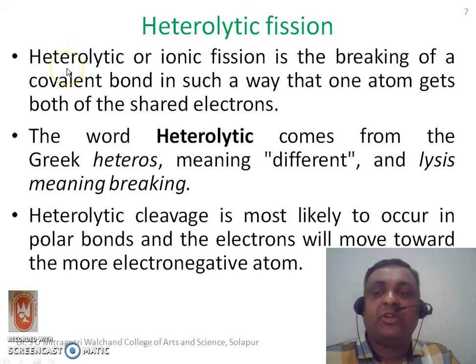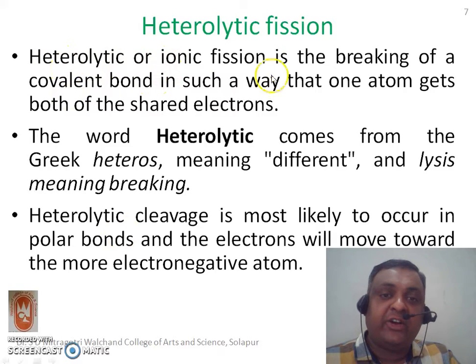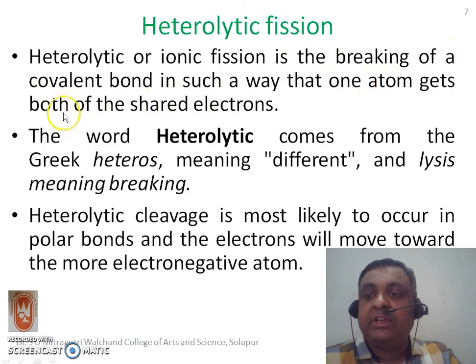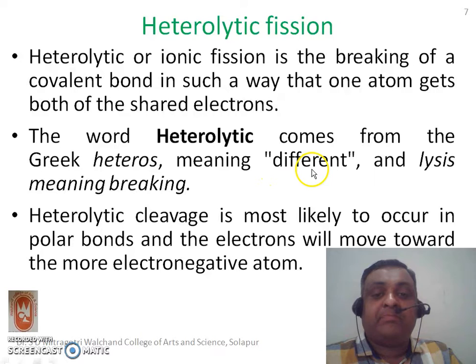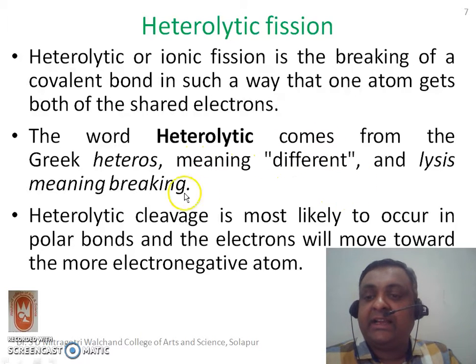Let us talk about heterolytic fission. Heterolytic or ionic fission is a breaking of a covalent bond in such a way that one of the atoms gets both the shared electrons. We know the bond is formed by two electrons. So one atom will take away both the electrons, and the other atom will not get any electron. The word heterolytic also comes from Greek, heteros meaning different and lysis meaning breaking of the bond. Heterolytic cleavage is most likely to occur in polar bonds, and the electrons will move towards the more electronegative atom.